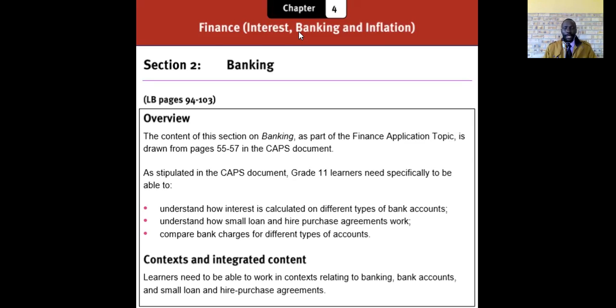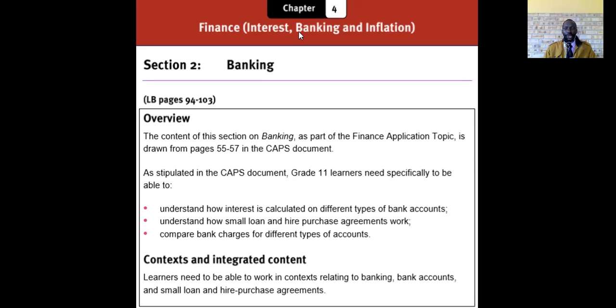Now, the other thing is that by the end of this chapter, you will be able to understand how small loans and hire purchase agreements work. The concept of a small loan is basically that someone has been given some money, a small loan, and is expected to pay back after some time. We will also look at the concept of hire purchase.